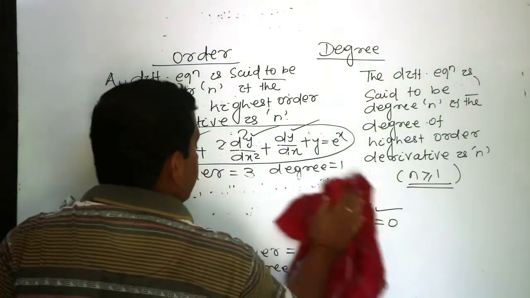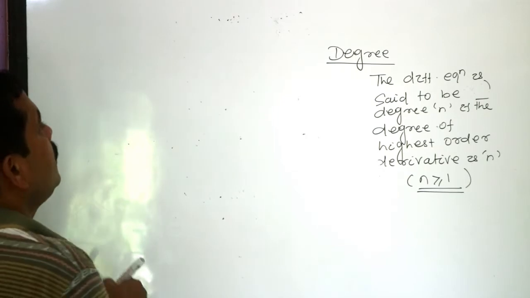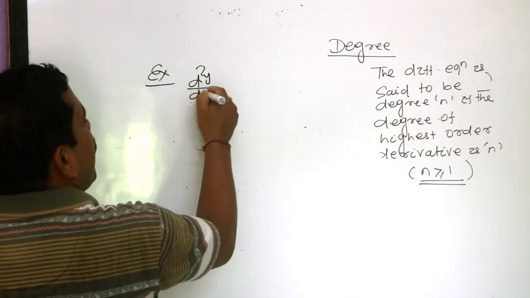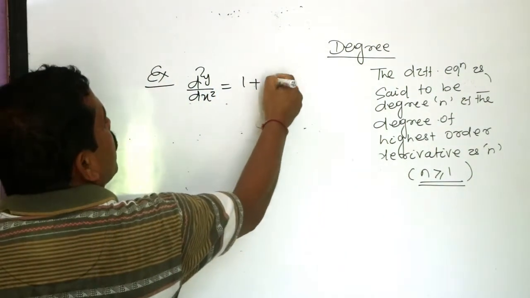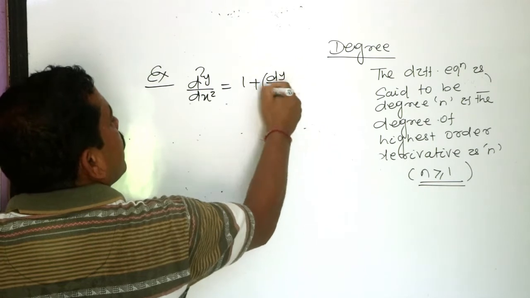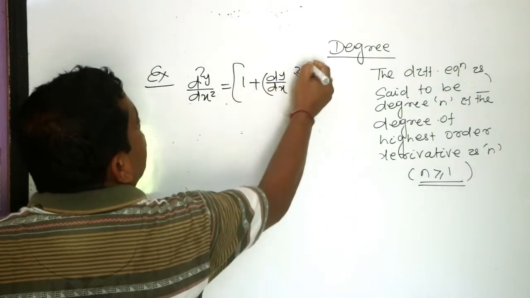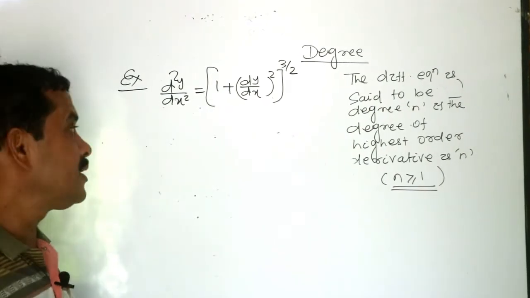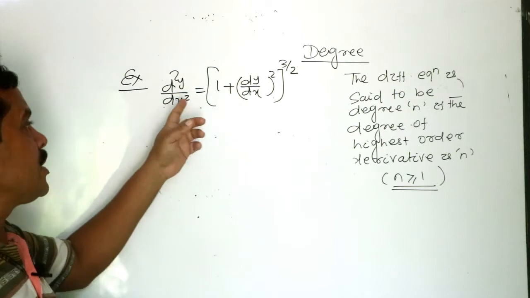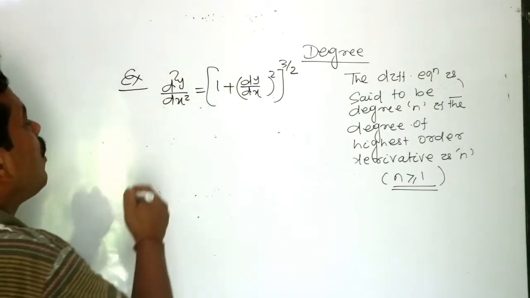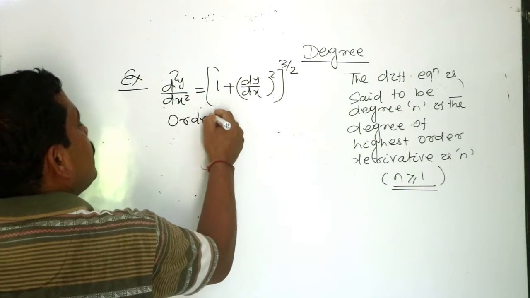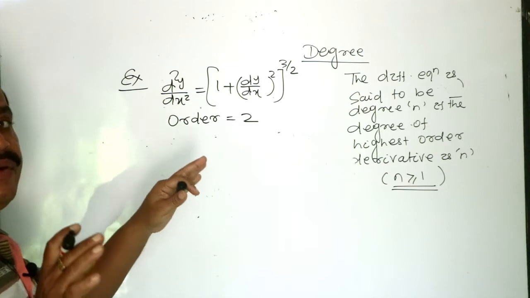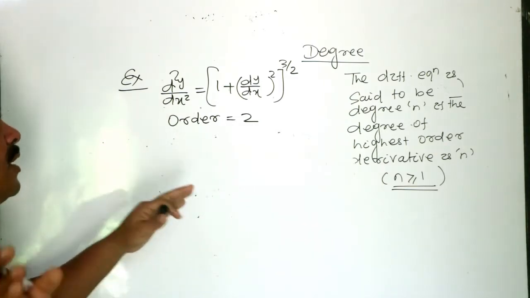Some more examples. Suppose another example: d square y by dx square equals 1 plus dy by dx whole square to the power 3 by 2. So what is the order and degree of this differential equation? Clearly the highest order derivative is second order, so the order is 2.